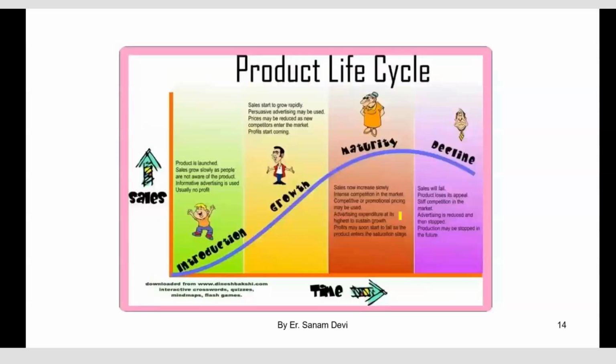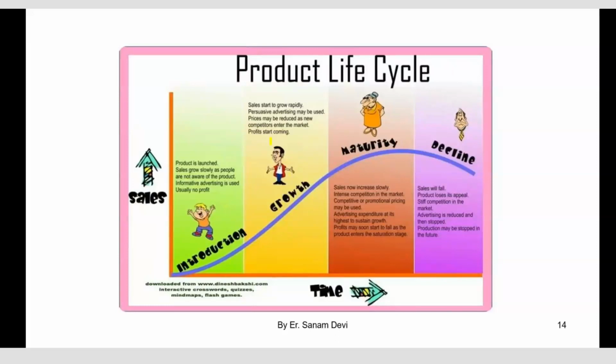This one is product life cycle. First one is introduction, second one is growth stage, third one is maturity stage, and fourth one is decline stage. In introduction stage, what happened? Product is launched. Here, sale grows slowly as people are not aware of the product. For example, e-vehicle is coming. Here, sale is started, but not everyone knows. So here, sale grows slowly. Informative advertisement is used, usually no profit. Generally no profit, because if we introduce anything, we are not thinking about profit. We are thinking about how my product will stay in market. That's the introduction stage.